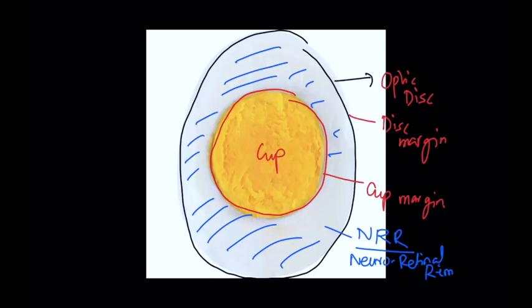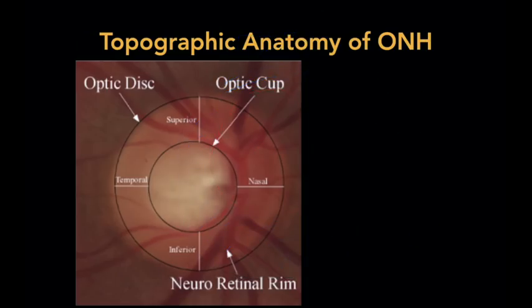So whenever we talk about an optic disc, always imagine an egg. It will save a lot of time for us to understand. Okay. So now we'll go for the actual topographic anatomy. As I just discussed, you have an optic disc. Okay. And you have an optic cup. So disc is outside, cup is inside.